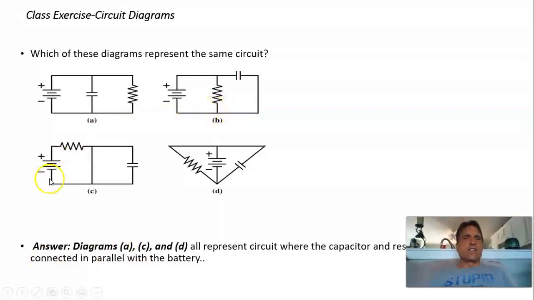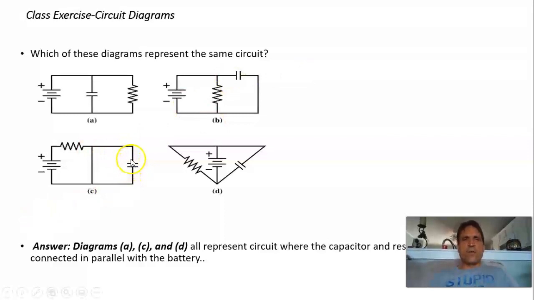Okay, let's look at C. Is C the same? Well, the positive terminal of the battery is connected directly to the resistor as it is with A and B, but it's not directly connected to the capacitor, right? Here's the positive terminal; the other side of the resistor is connected to the capacitor. So this is not the same circuit.